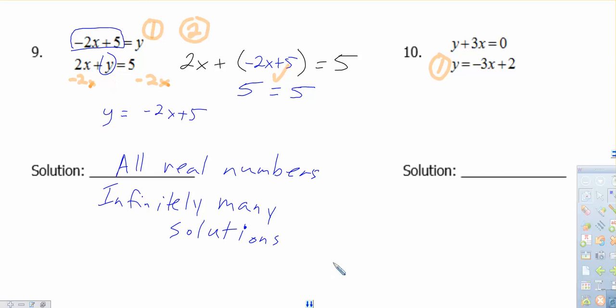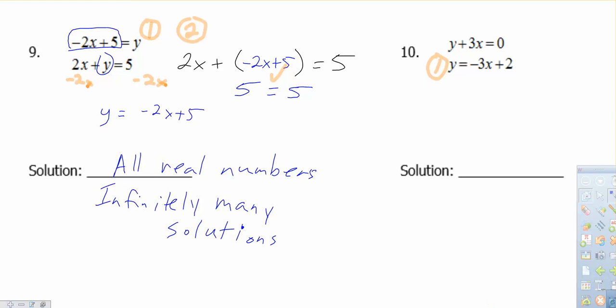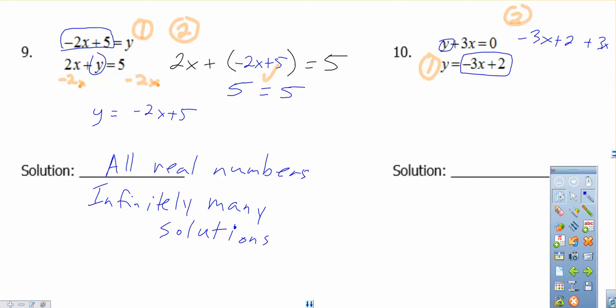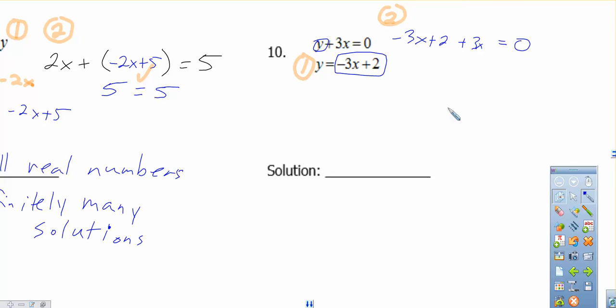All right, number 10. We've already picked our first equation. All right, now let's see. For step 2, we'll replace y with negative 3x plus 2. So that's negative 3x plus 2 plus 3x equals 0. There's where we substituted in.